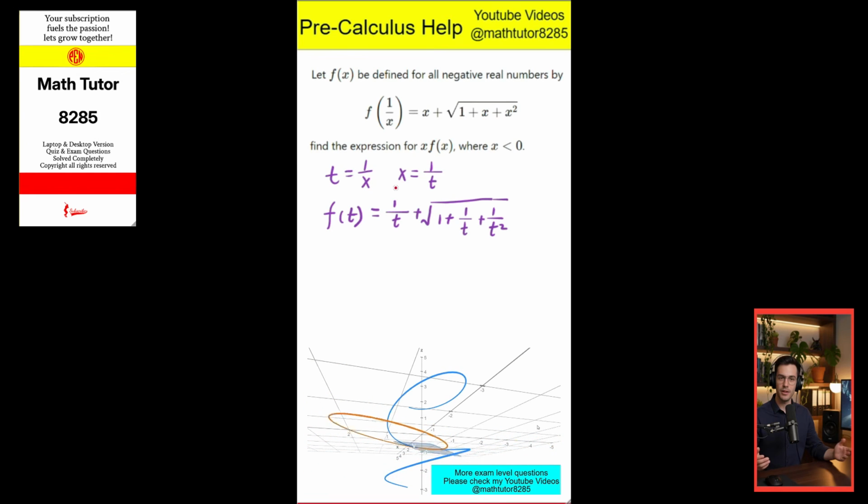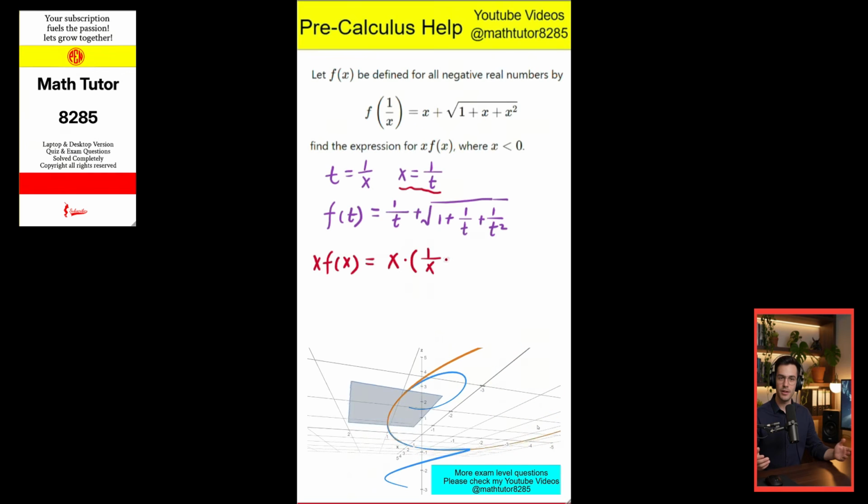Since x equals 1 over t, we can now write x times f of x as x multiplied by the quantity 1 divided by x plus the square root of 1 plus 1 divided by x plus 1 divided by x squared. Next step is to simplify the product. First, x times 1 over x simplifies to 1.